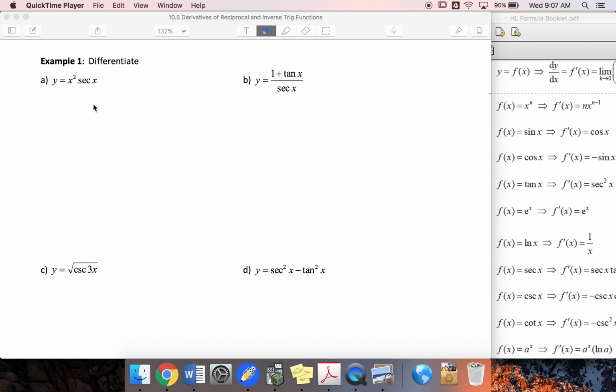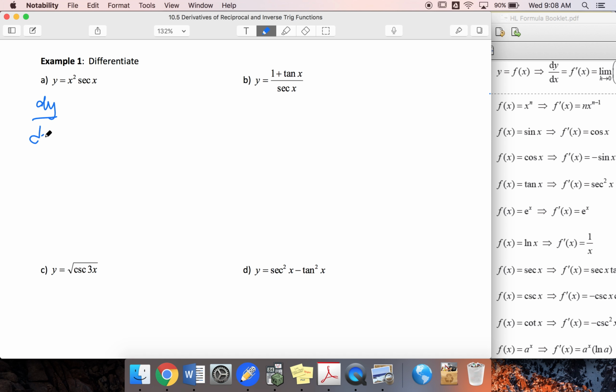Okay, so you can see that on the right I have our formula booklet open, and we're going to make sure that we look at this because you're always going to have it for exams, so get used to using it. All right, I'm asked to differentiate y equals x squared secant x, so that's product rule.